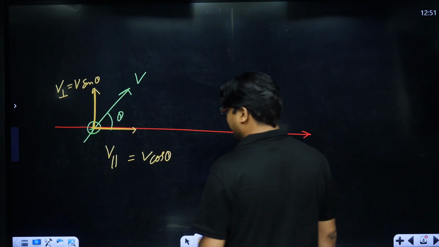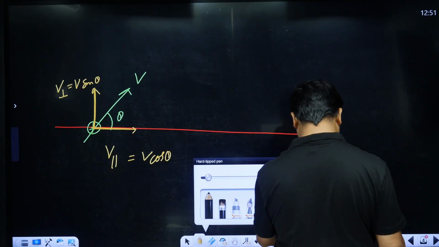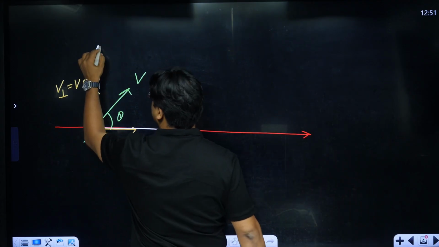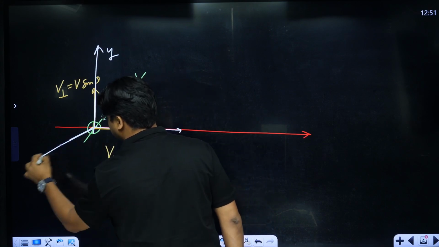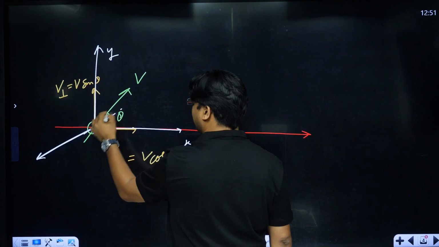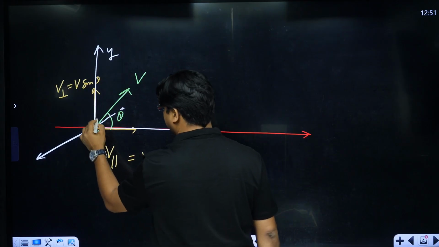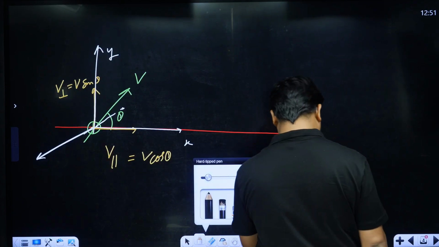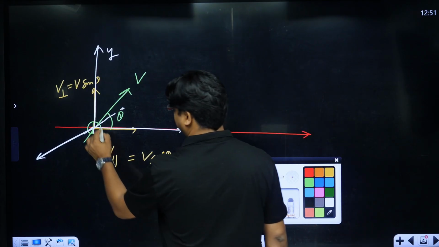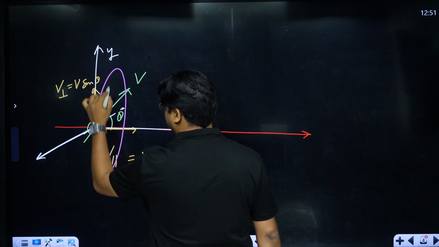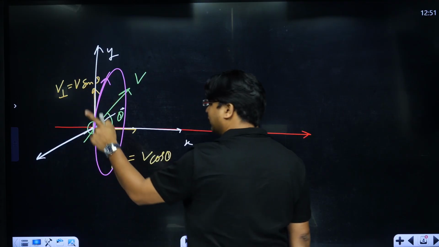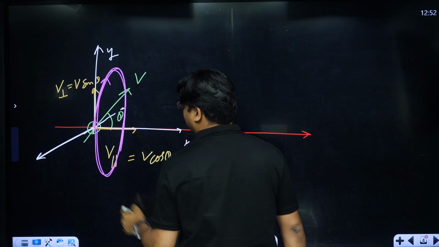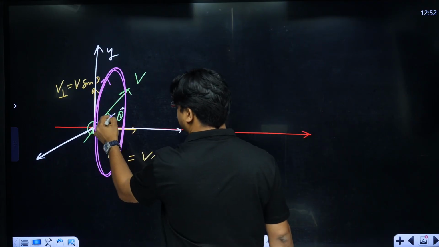So the force is inward, that means the center of the circle has to be inwards. If I consider this as the x-axis, this as the y-axis, and this as the z-axis, the center will lie somewhere on the negative z-axis, and the particle will start executing circular motion, somewhat like this. Are you able to see? If only V perpendicular is present, then the particle will execute circular motion. The center will be somewhere on the z-axis.